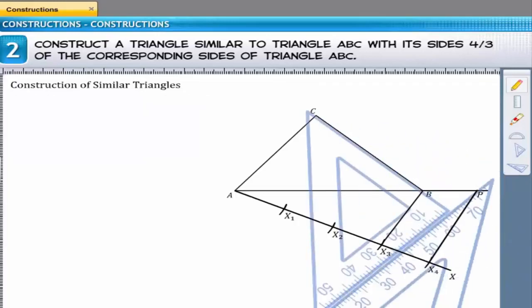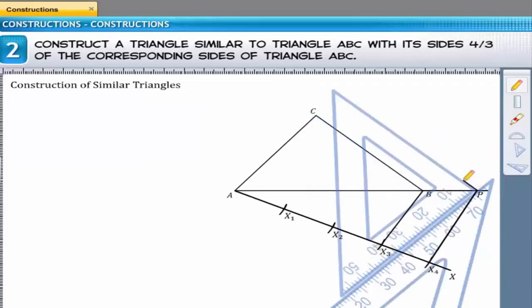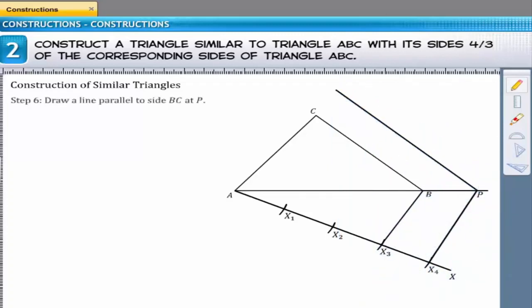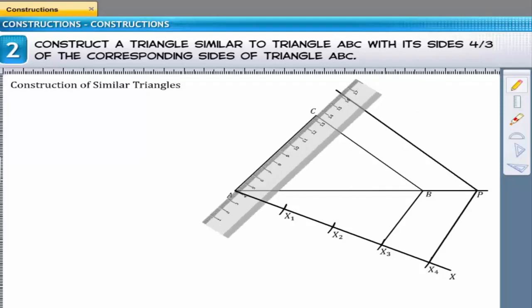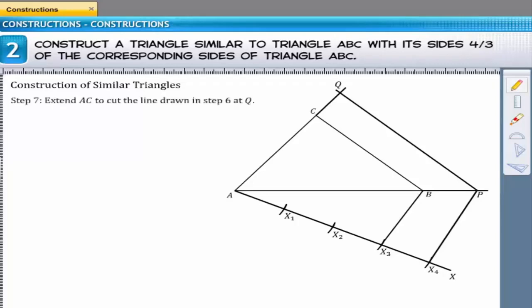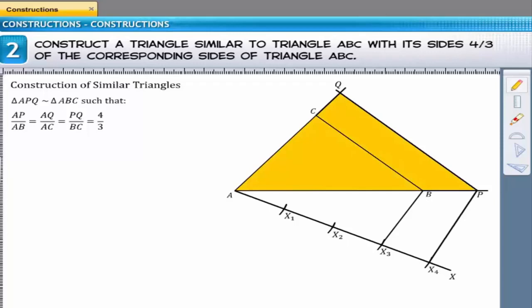As step 6, draw a line parallel to side BC at P as shown. Finally, as step 7, extend the side AC of the triangle ABC to meet the line drawn from point P at point Q. Triangle APQ is similar to the given triangle ABC and its sides are 4 by 3 of the corresponding sides of the triangle ABC. Thus, APQ is the required triangle.